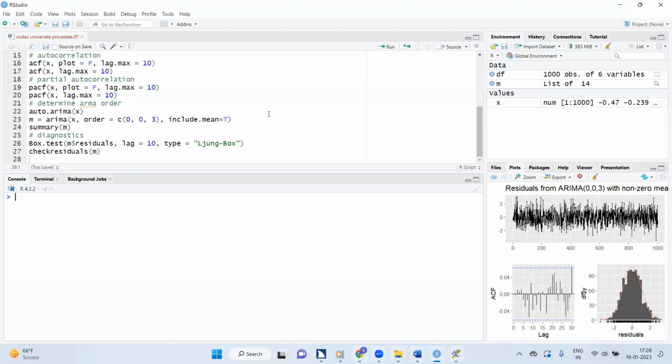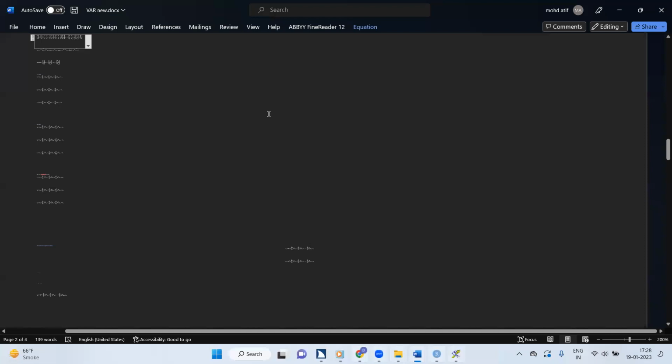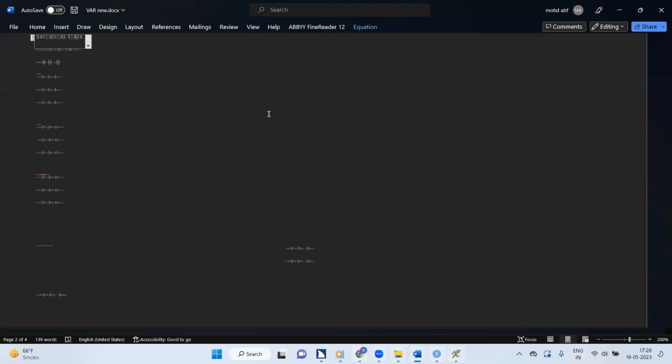Sir, are y1, y2, y3 three different independent variables? No, not independent. All of them depend on one another. All three are endogenous variables. They depend on one another. They can be sales, advertisement, R&D, or maybe sales in city 1, sales in city 2, and then maybe the GDP.